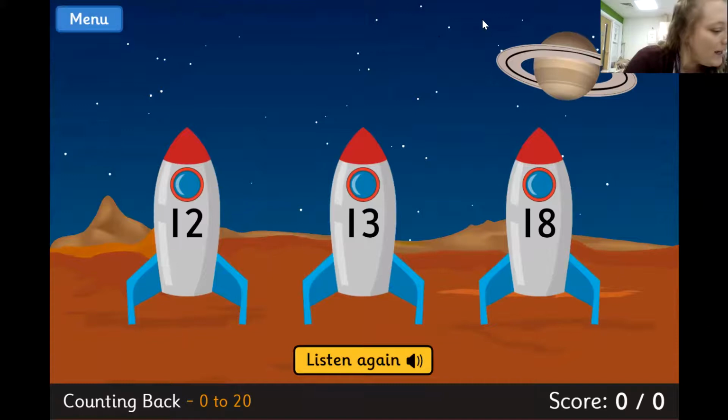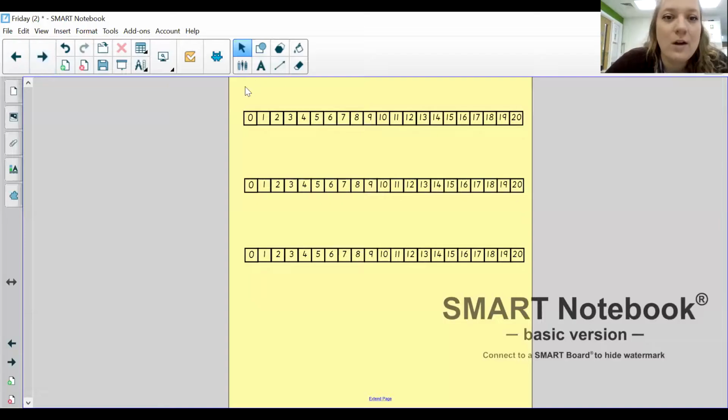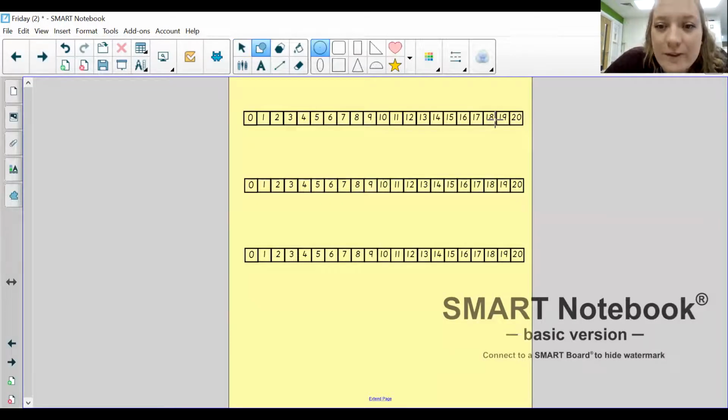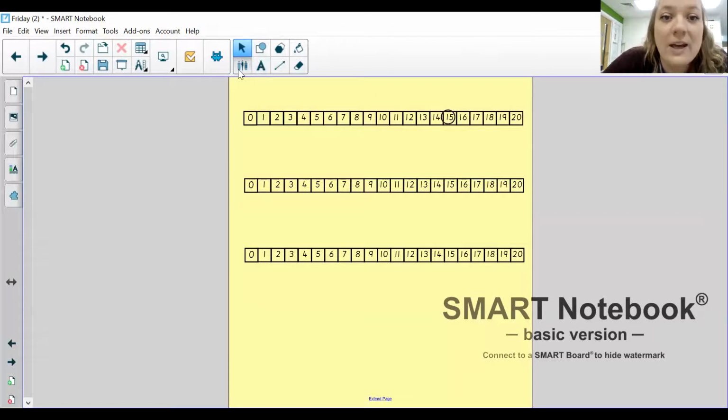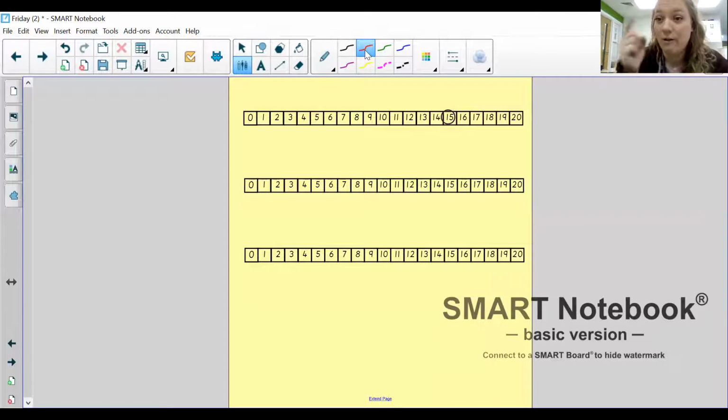Three from 15. Right, count back 3 from 15. So you're counting back. Okay. Count back 3 from 15. So let me go back to my slides. I've got my number track. So count back 3 from 15. So we're starting from 15. So put a dot or a circle around 15, and then we're counting back 3. So we need to do 3 hops backwards. So 1, 2, 3. What's the answer?